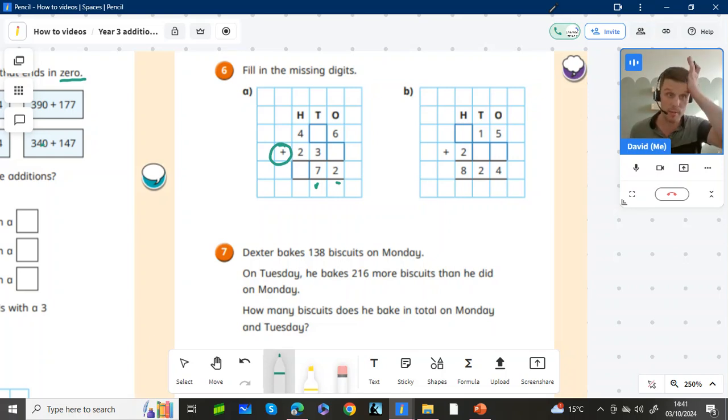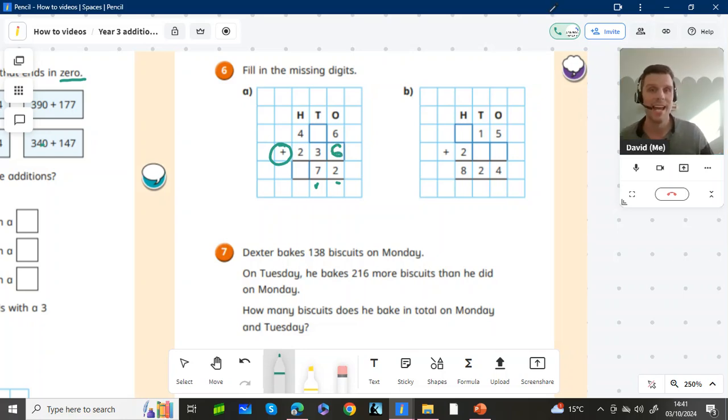So I'm going to start with 6 in my head and use my fingers again and count to 12. 6, 7, 8, 9, 10, 11, 12. I've got 1, 2, 3, 4, 5, 6 fingers up. So my answer is 6.